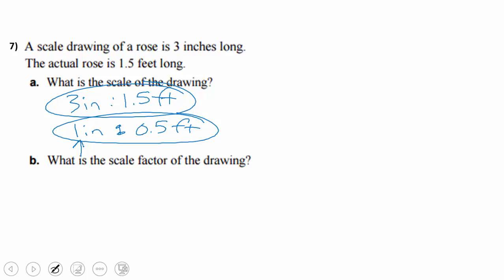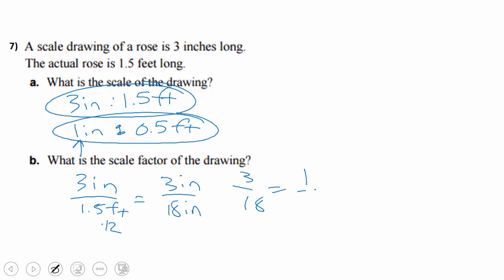What is the scale factor of this drawing? In that particular case, if we chose the first one, 3 inches over 1.5 feet, we would get 3 inches, well, converting feet times 12 again, that would be 18 inches. And that would be 3 over 18, which is 1 over 6. If you simplify this right here, 1 inch, half a foot is 6 inches. So there's the scale factor, 1 to 6.